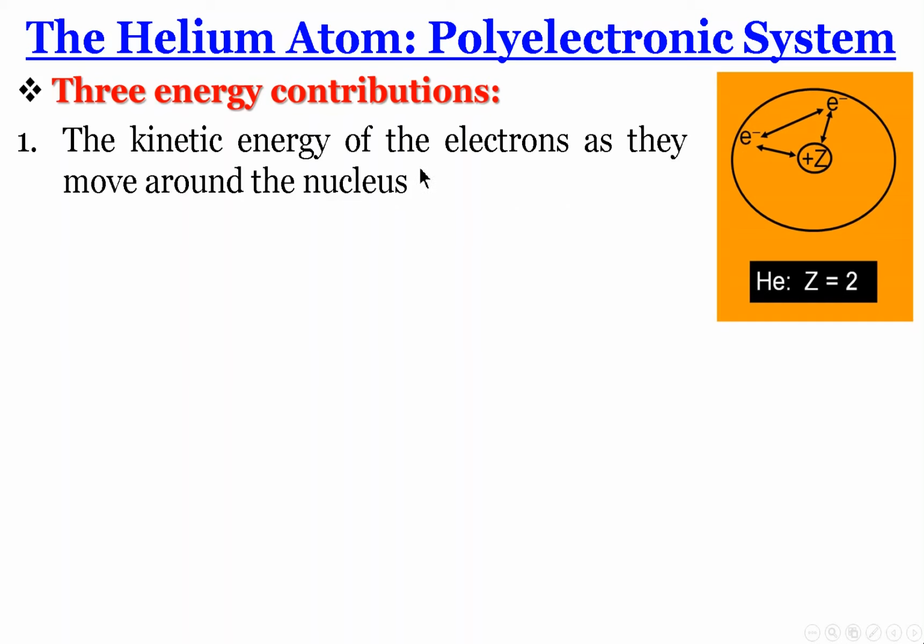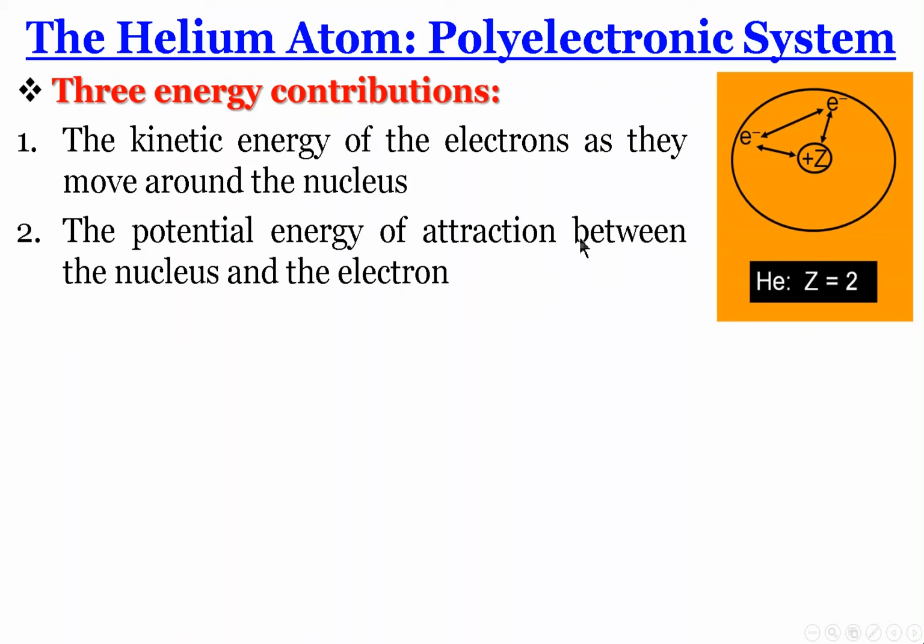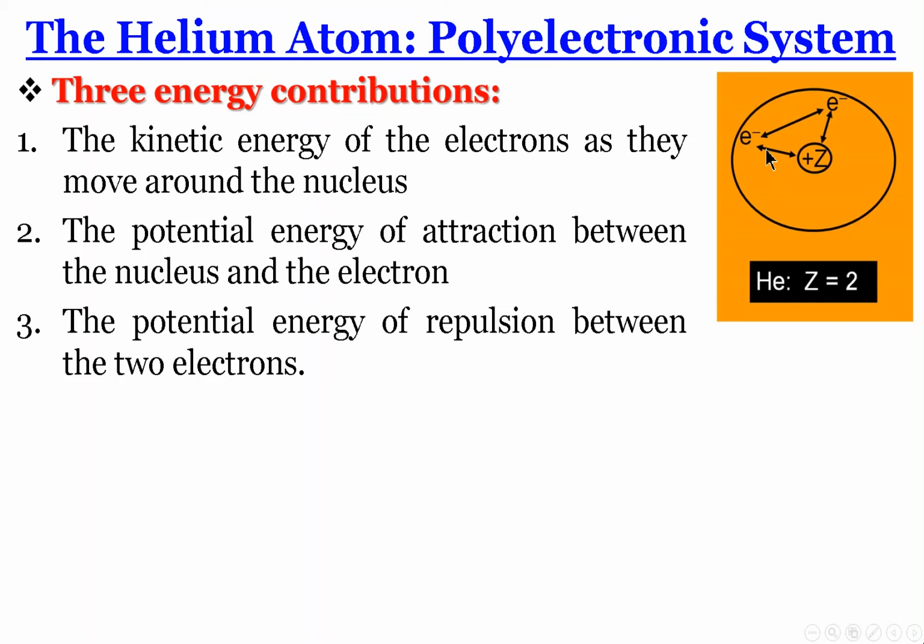First, the kinetic energy of the electrons moving around the nucleus. Second, the energy of attraction electron-nucleus and electron-nucleus. And third, the energy of repulsion between the two electrons of the helium atom.